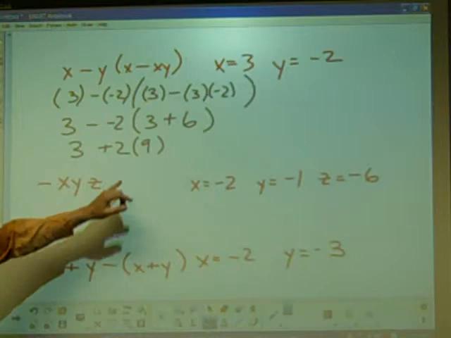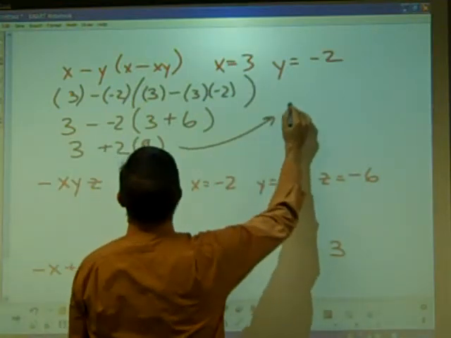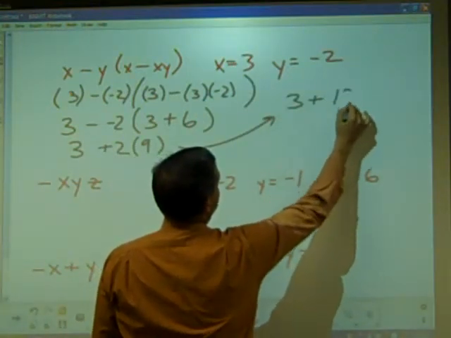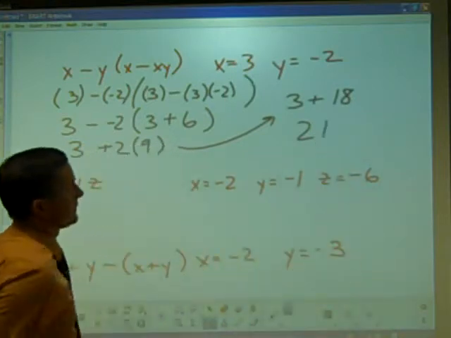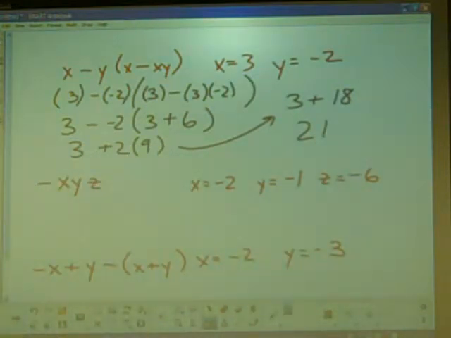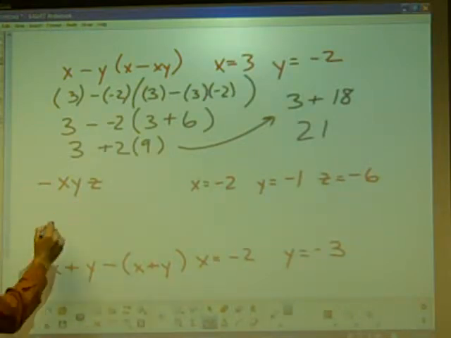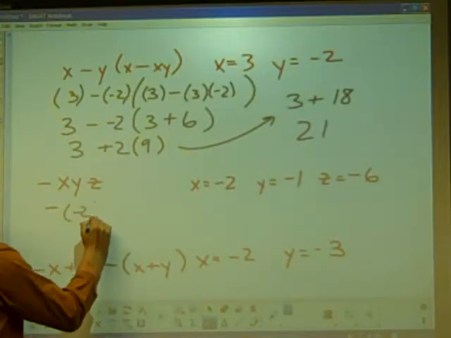I can say 3 plus 2, 3 times 6 is 9. I still have to multiply here first if I try to leave some space for me. 3 plus 8 times, it's 18. And the value of that expression is 21 when x is 3 and y is negative 2. Last one, or second to last one. One expression. It's the opposite of x times y times z. So this one's fairly easy.